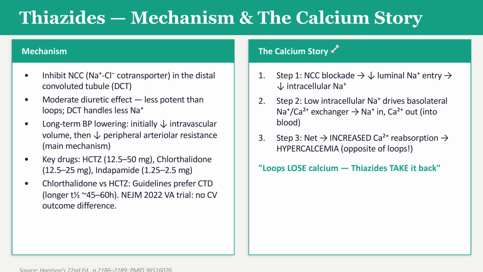Thiazides are first line for hypertension, and they've proven their worth in landmark trials like ALLHAT and SHEP, cutting systolic BP by roughly 12 millimeters of mercury. The preferred agent in most current guidelines is chlorthalidone over plain hydrochlorothiazide, because chlorthalidone has a much longer half-life, around 45 to 60 hours versus 6 to 15 for HCTZ, and it was used in the most important trials.